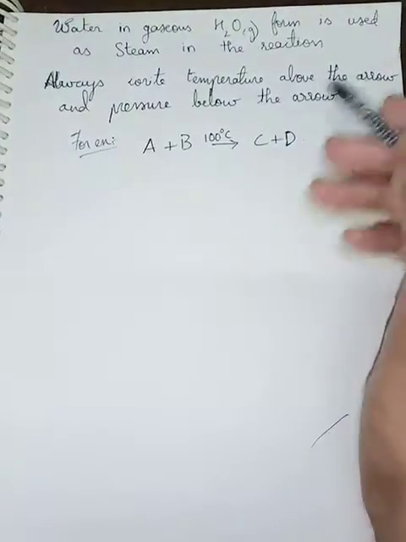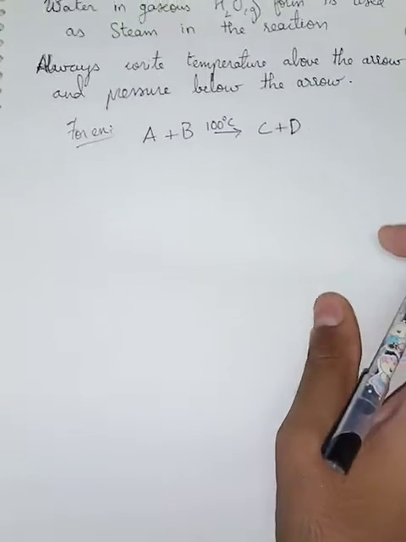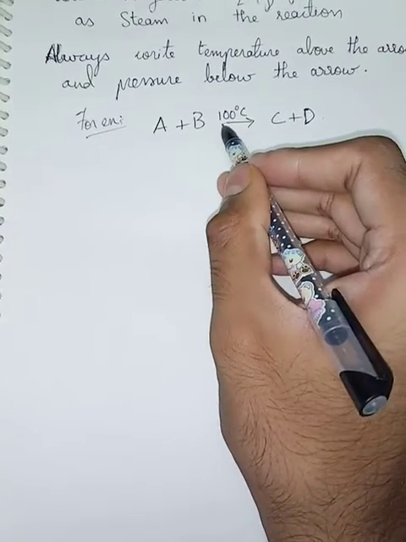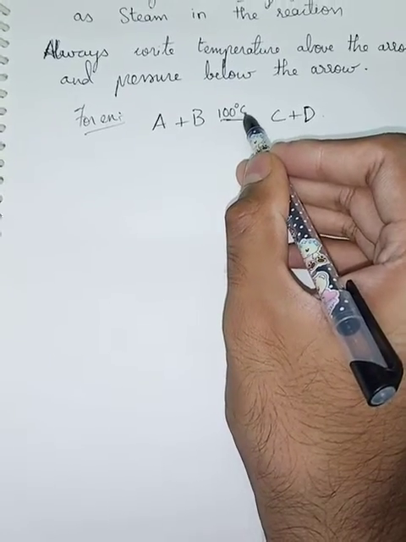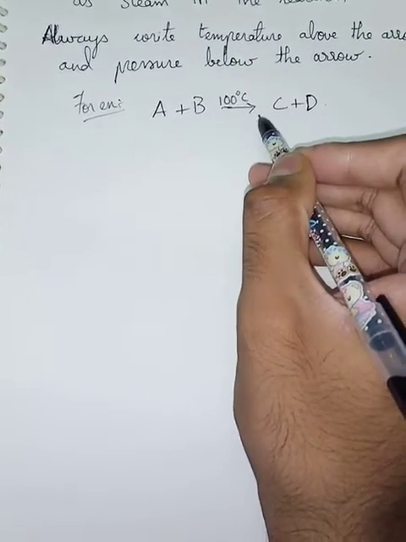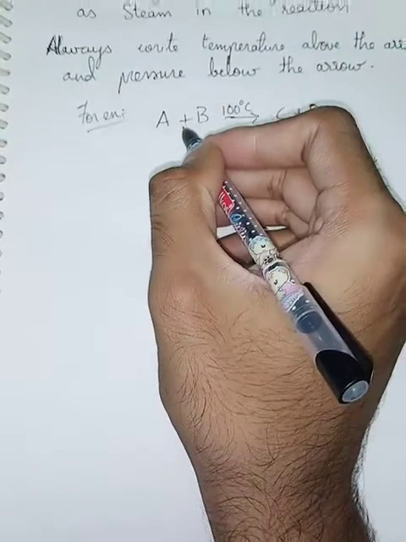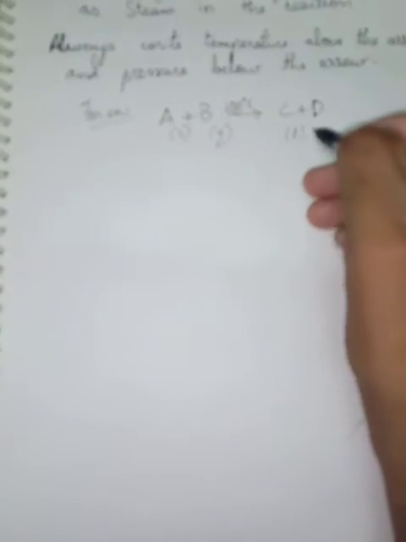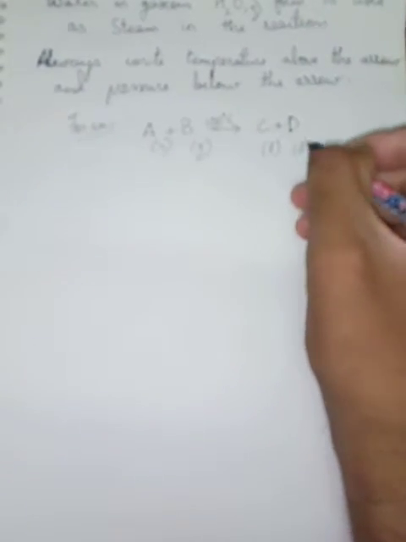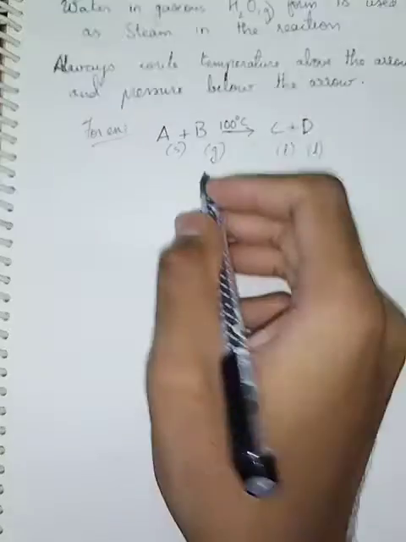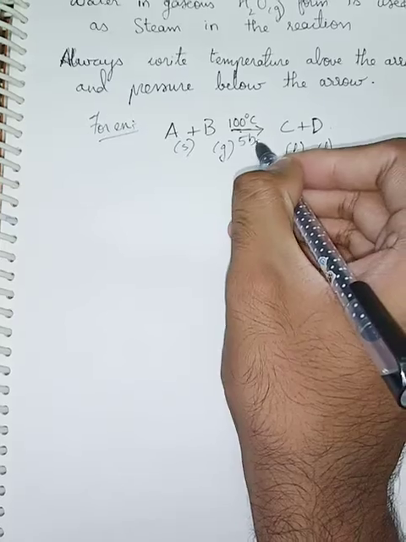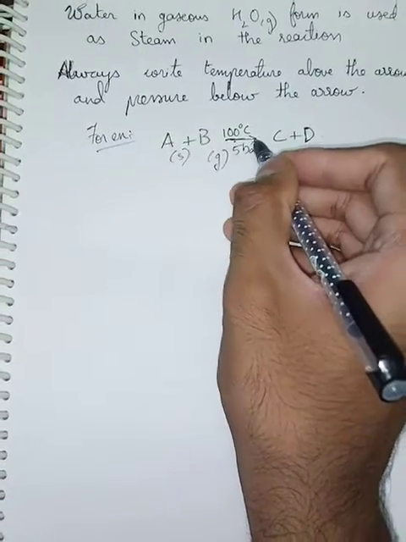Always write temperature above the arrow and pressure below the arrow. So A plus B gives rise to C and D at 100 degrees Celsius, with the temperature written above the arrow. We can write like this: if A is solid and B is gas, and C is liquid and also D is liquid. And pressure you have to write below the arrow, like 5 bar, and temperature always above the arrow.